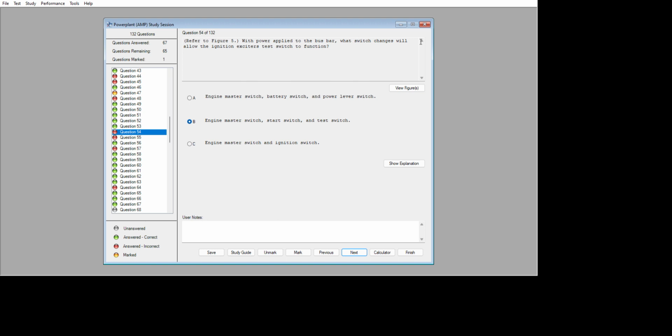Refer to figure 5. With power applied to the bus bar, what switch usually will allow the ignition exciter test switch to function? The engine master switch and ignition switch.